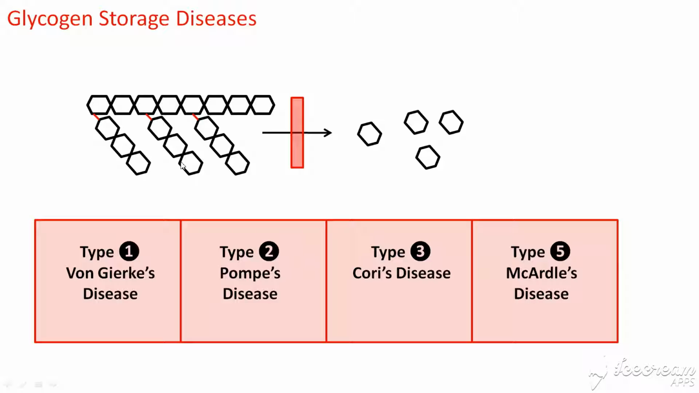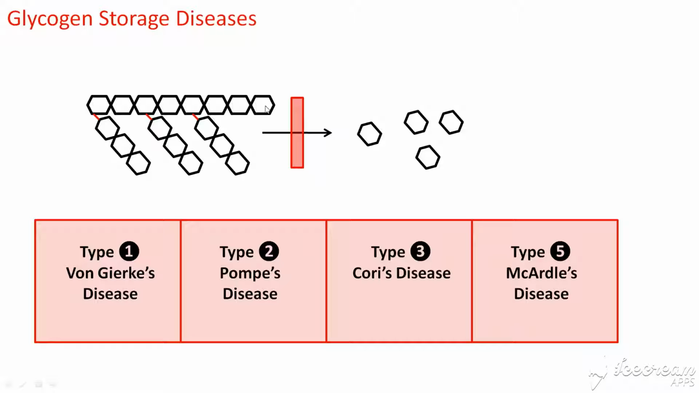Now, glycogen is found in the liver and in the muscle, and if you have a defective breakdown of glycogen in the liver, this is going to lead to hypoglycemia because it's the liver's job to maintain glucose levels during times of fasting. And if you have defective glycogen breakdown in the muscle, this is going to lead to muscle weakness because your muscle is going to break down the glycogen into glucose and it's going to use that glucose for energy.